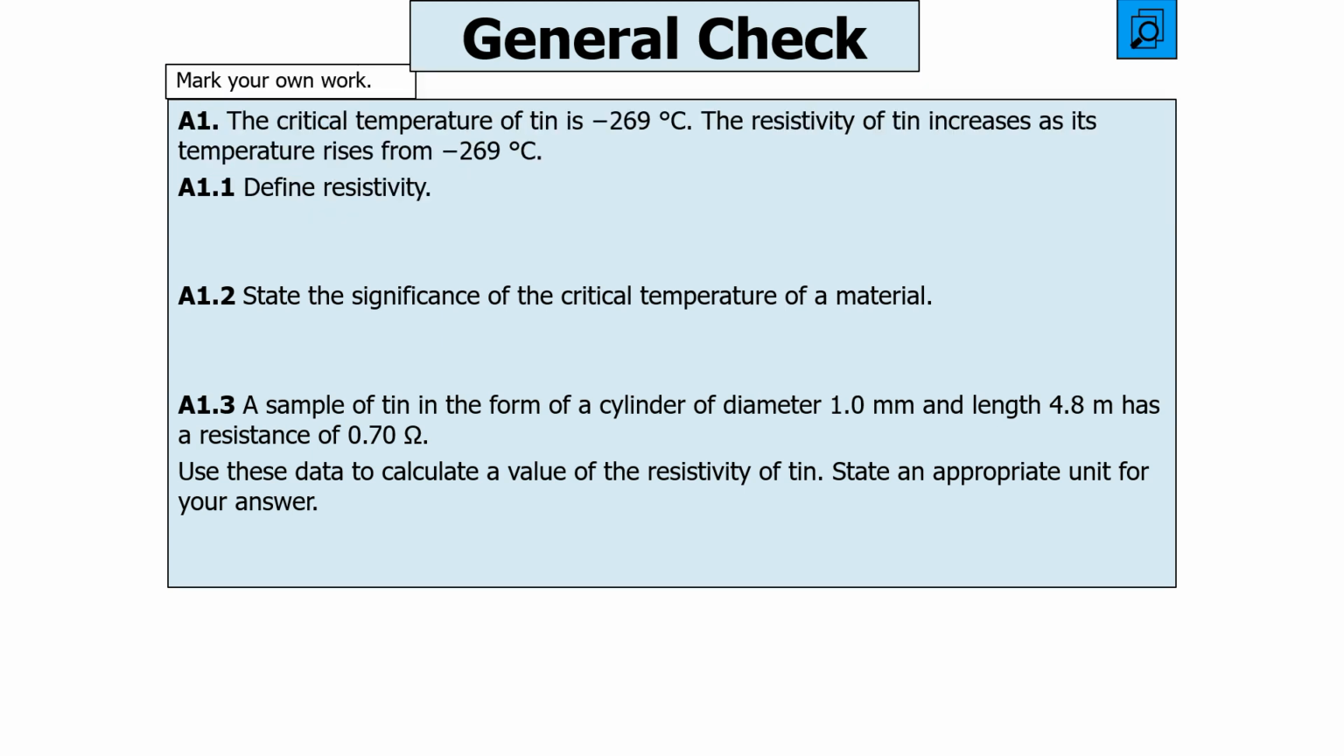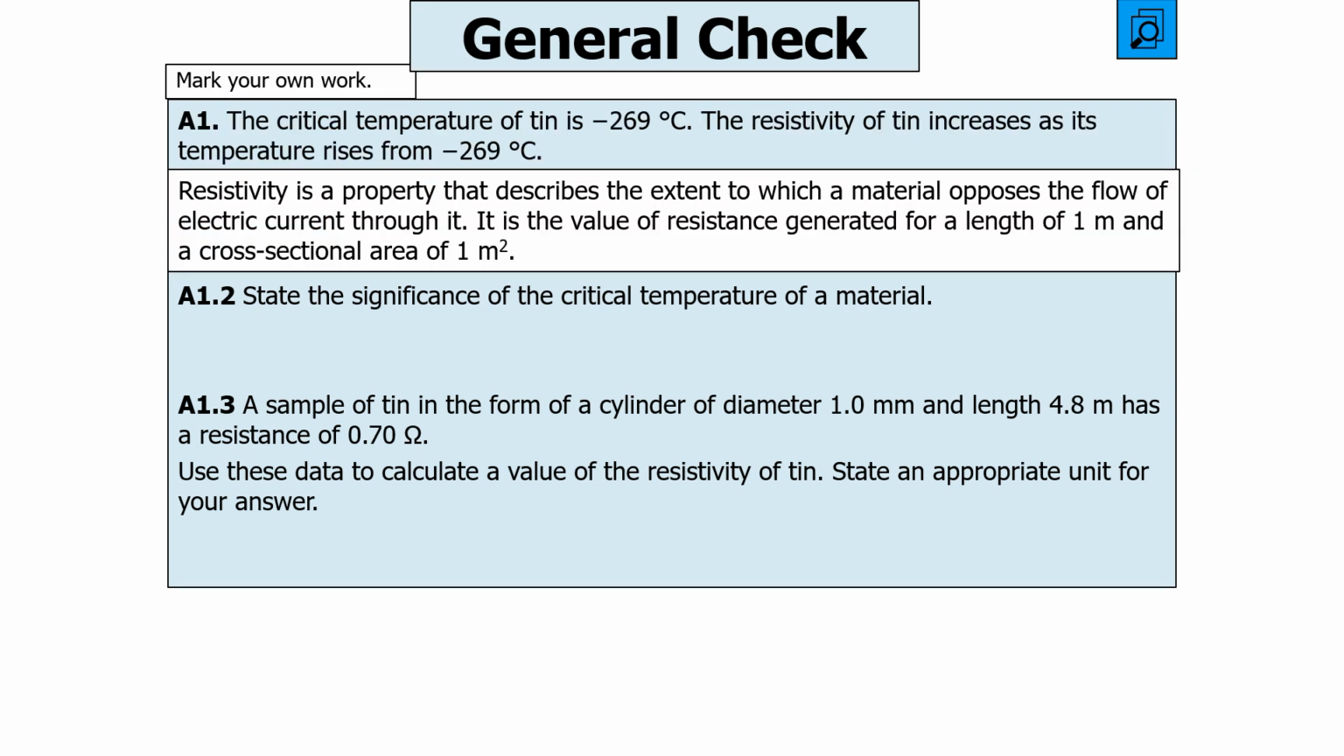Right, so the definition of resistivity can be done in two ways. You could state that resistivity is the property that describes the extent to which a material opposes the flow of an electrical current going through it. Or you could say it is the value of resistance generated for a length of 1 meter and a cross-sectional area of 1 meter squared. Don't forget to use the words cross-sectional area.